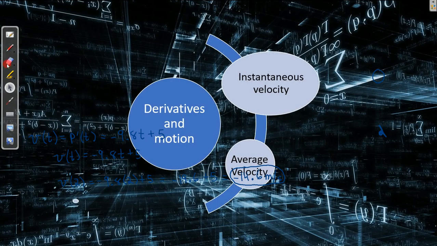What about average velocity then? What will average velocity do? Well, this one doesn't take any calculus, which is why you work on it in physics class in high school.